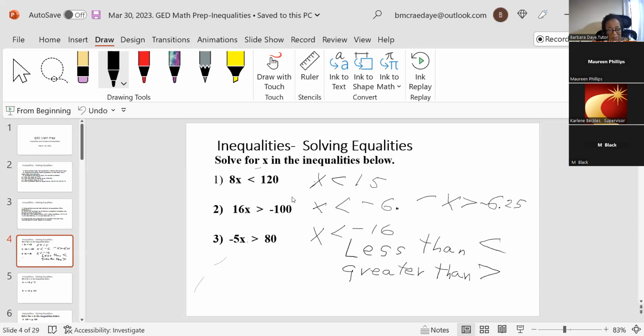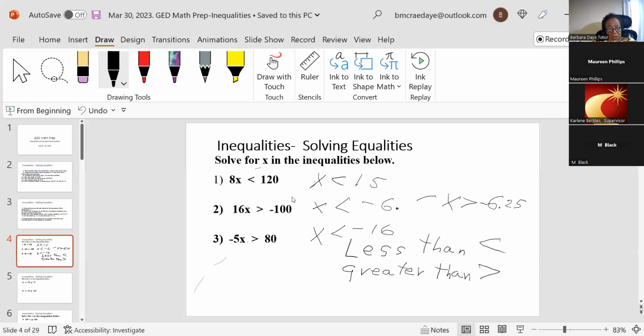Oh, that's what she was trying to explain. That's what Maureen was telling you. She said you had it right, but you're not dividing by negative, so you don't reverse the symbol. The symbol stays the same. Okay, let me write this down. 120 divided by 8 is 15. You don't change the inequality symbol because you're not dividing by a negative. These are all positive, so it should be x less than 15, like Maureen said.